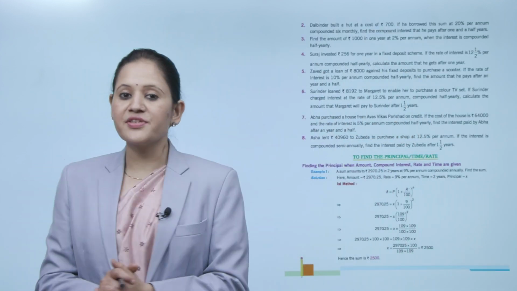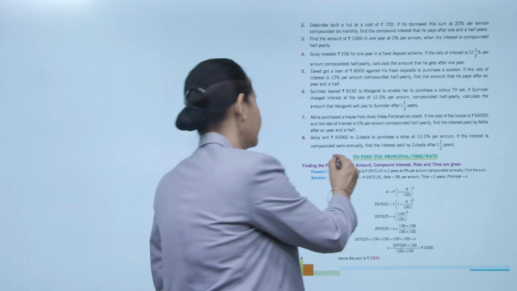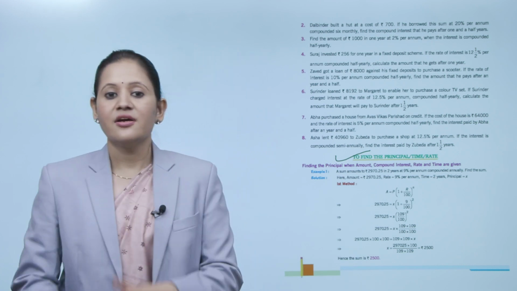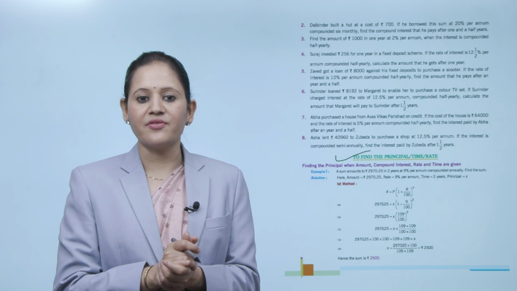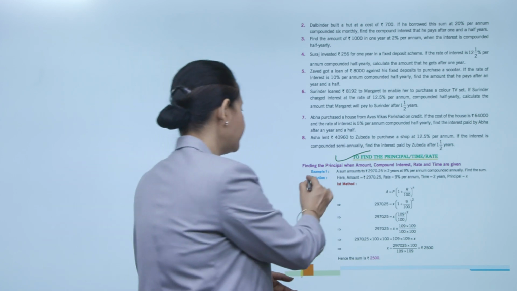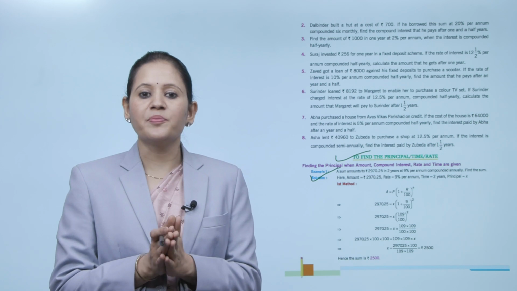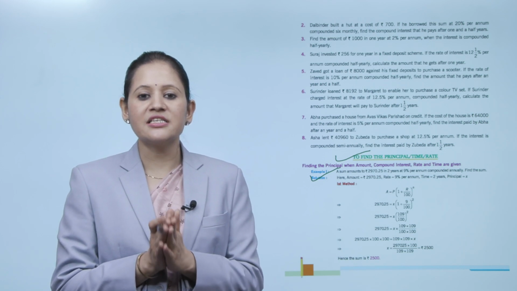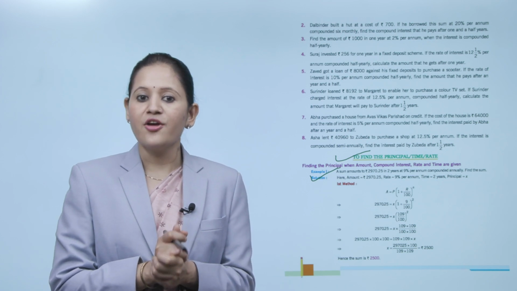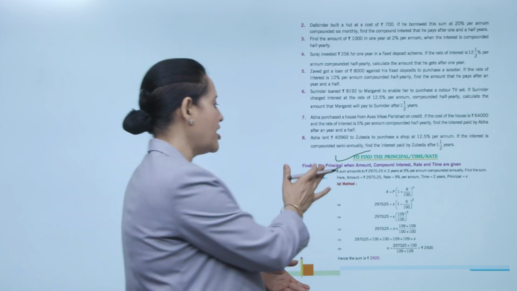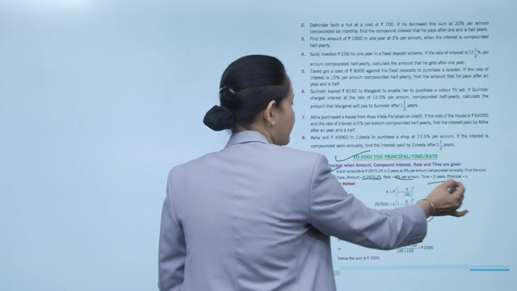Practice all the questions of this exercise. Next is to find the principal, time and rate. Finding the principal when the amount, compound interest, rate and time are given. Now we'll take an example. The sum amounts to rupees 2970.25 for 2 years, 9% per annum compounded annually. Find the sum. So here the amount is given, rate of interest is given and time is given.